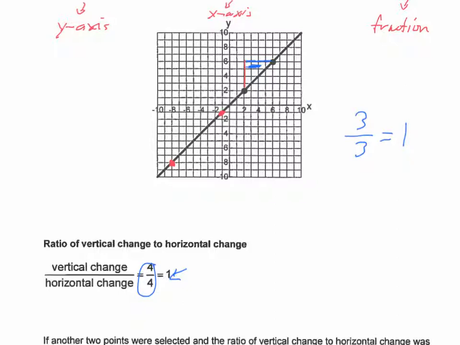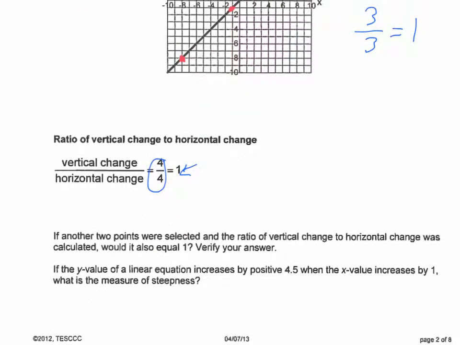I'm going to use my little arrow here. All right, let's do our vertical change. 1, 2, 3, 4, 5, 6, 7. We moved in a positive direction 7 spaces. So my vertical change here is a 7. Let's go back down here so we can write it here. Okay, our vertical change is a positive 7.